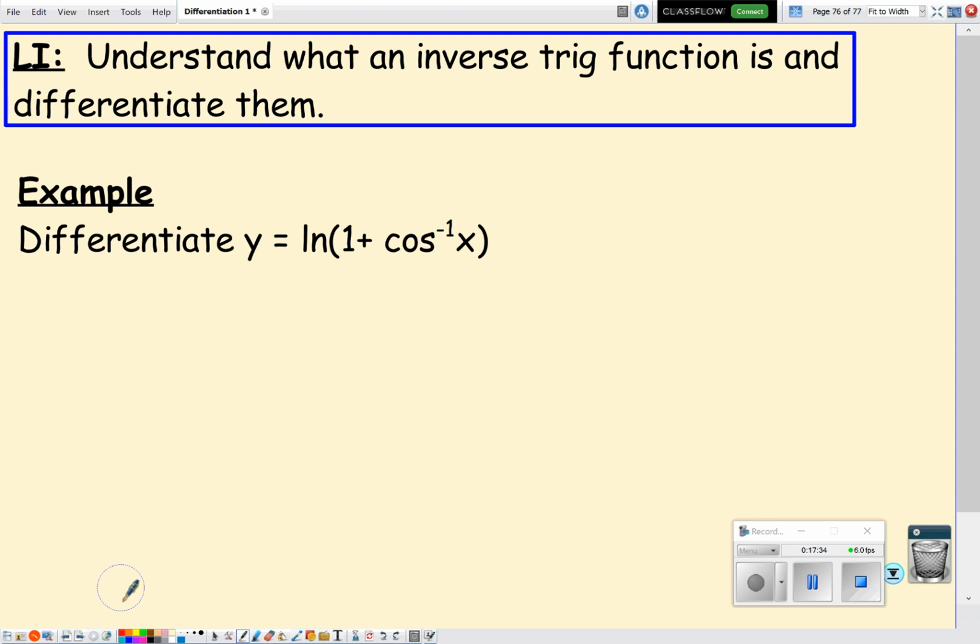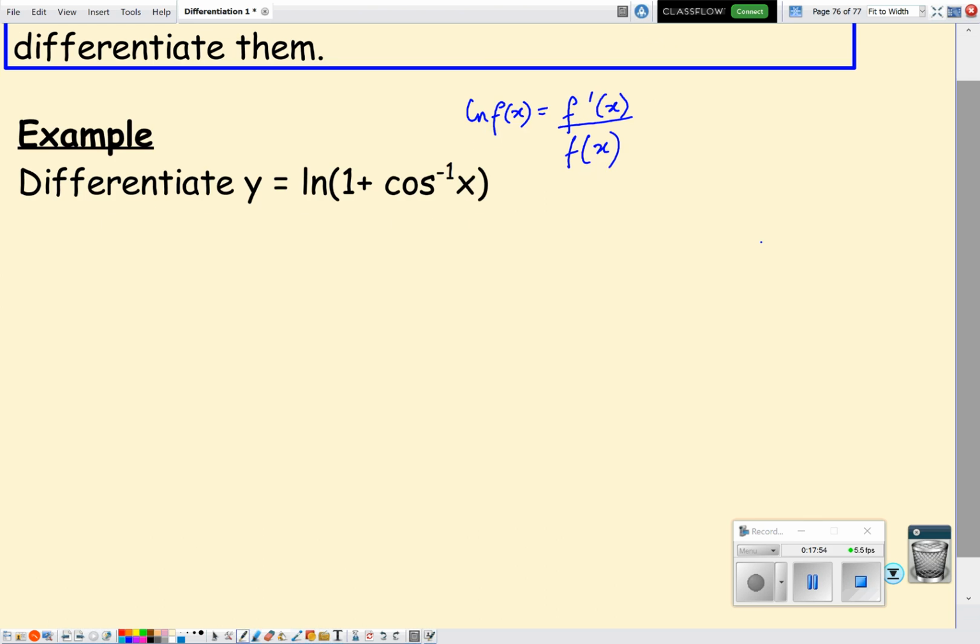Now, this one's quite quick to do because you should remember the standard result for the derivative of log of f of x. The derivative is f dashed of x over f of x. That's the standard result for the derivative of a log. So how does that look here?